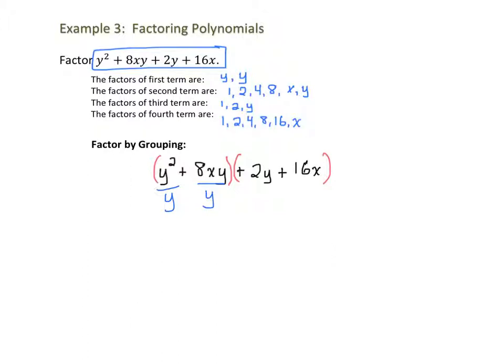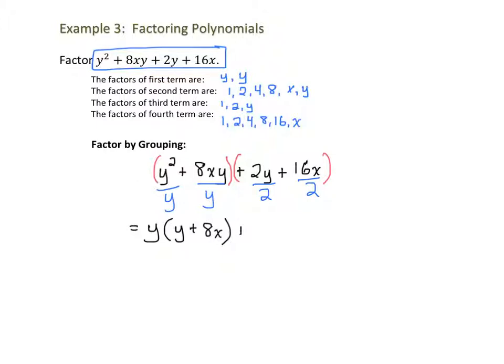So we're going to go below and write our greatest common factor first, and then in brackets following that greatest common factor, the leftovers after we divided by y. y squared divided by y is y, and 8xy divided by y is 8x. Now we can ignore the first group and just look at the second group. The most that these 2 terms can be divided by is 2. So we're going to divide each term by 2, their greatest common factor.